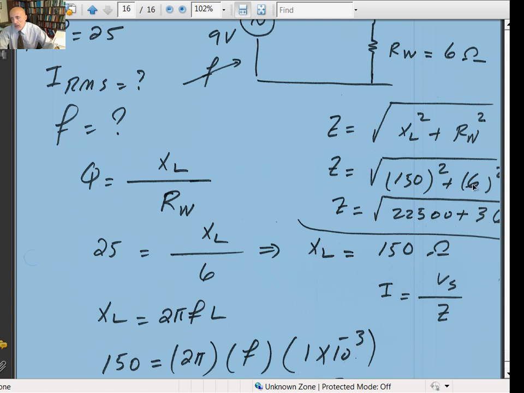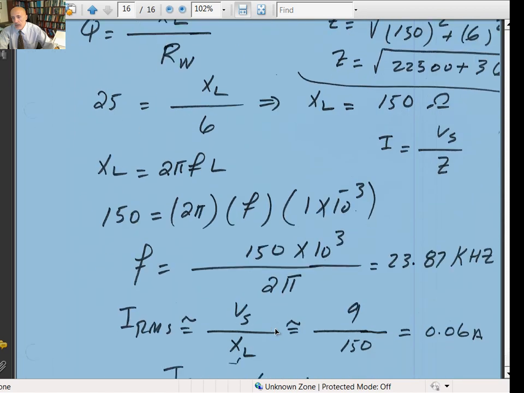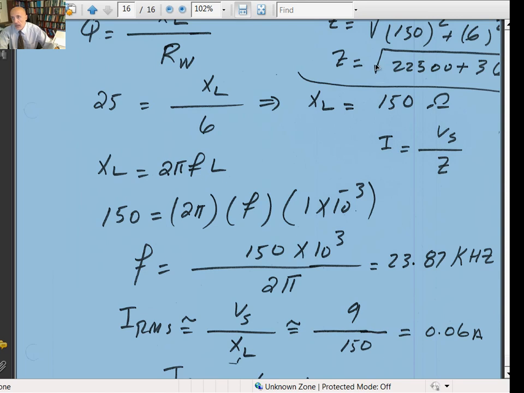So if you look at 36, it's very small compared to 22,500. That's the resistance. Now, X of L is 150, which is very large compared to 6 ohms. So you're really ignoring the 6 ohms when you're doing this approximation to calculate the RMS value of the current. You're assuming R of the winding is equal to 0. But to be exact, you must calculate the total impedance, which is the square root of the reactance squared plus the resistance squared. That's called impedance, which we're going to discuss in more detail in the next chapter.